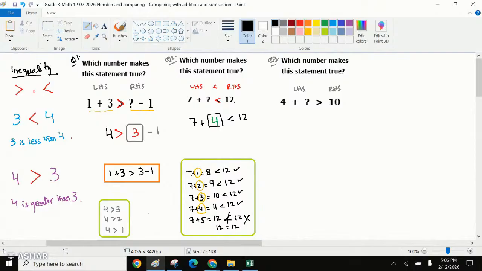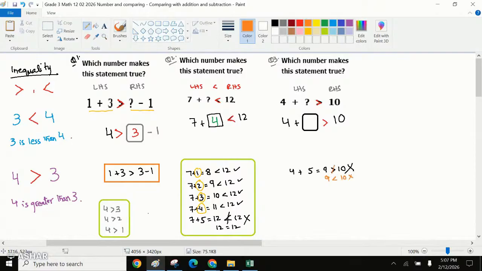So what we need to find is 4 plus a number, which should be greater than 10. How much do we need to add in 4 to make it 10? If I say 4 plus the number 5 is equals to 9, is it greater than 10? Incorrect. 9 is less than 10.